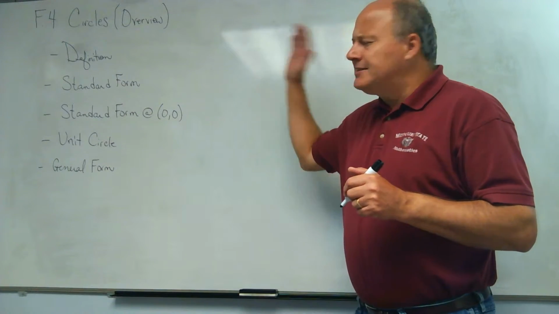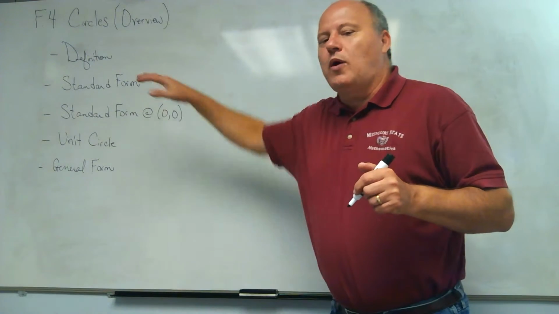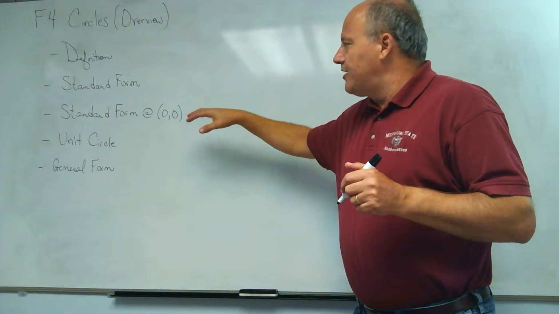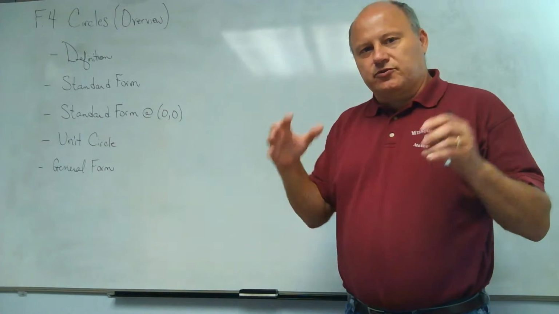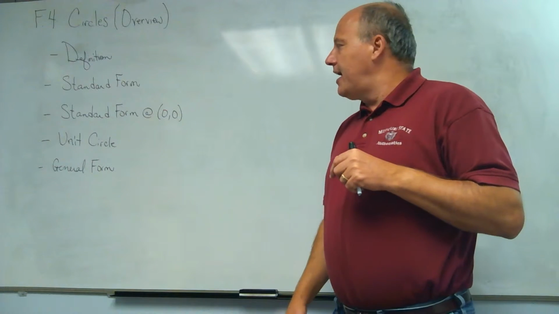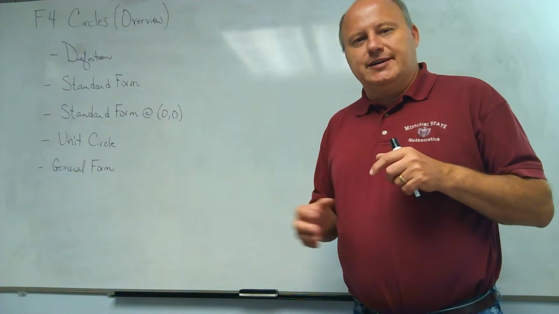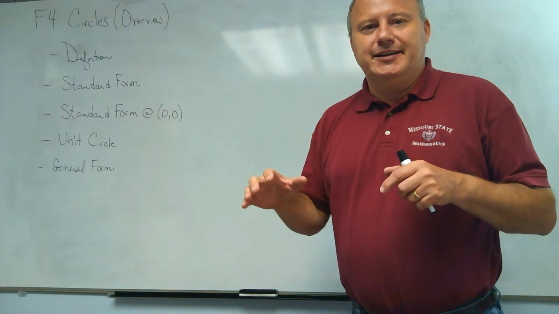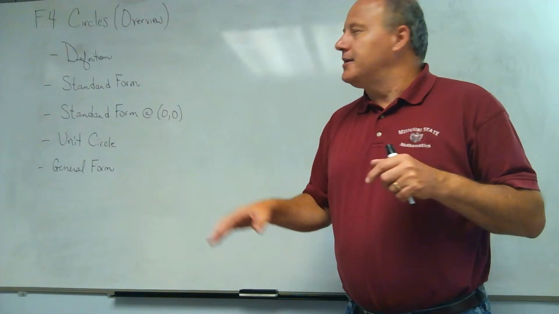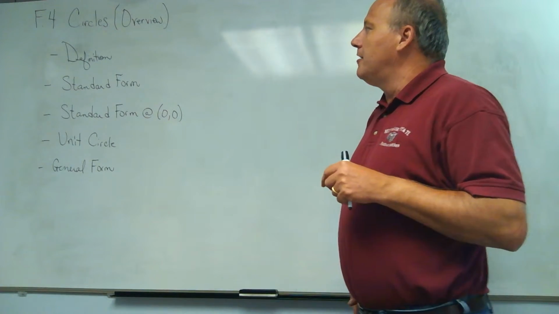But this one right here will be the overview of F4, and what I'm going to begin with is the definition of what a circle is, and then we're going to talk about the standard form of a circle and the standard form at the origin. So some circles are centered at the origin, so that's one of the special cases. The unit circle, we'll talk about that, and then we'll give the general form of what a circle would look like, and those are more or less for formatting purposes only. It's just kind of, this is what they are. And sometimes you want to put the answers that way, and you don't use it very much, but it is there.